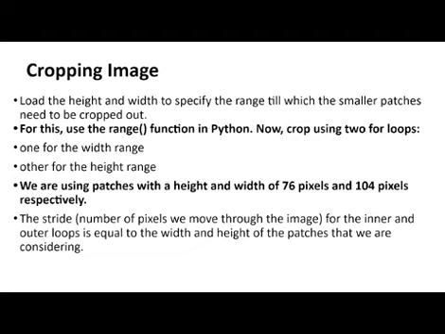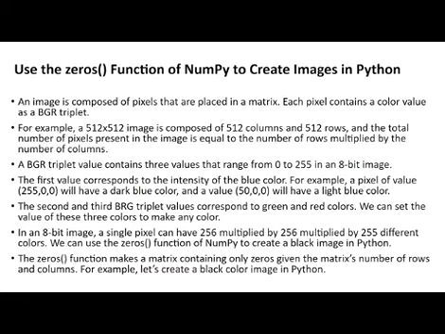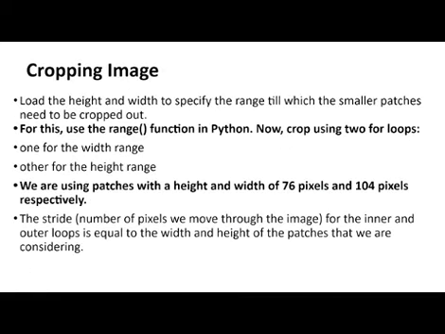Stride defines the number of pixels we move through the image for the inner and outer loop, which is equal to the width and height of the patch that we are considering. So we can see this in the code also.